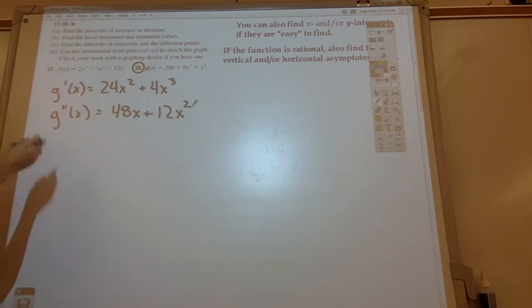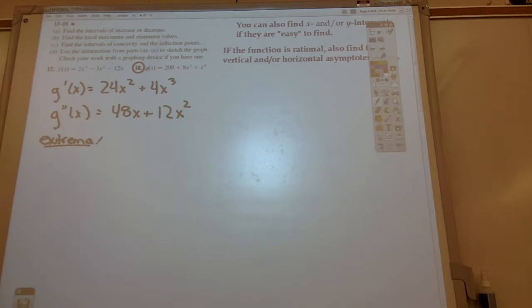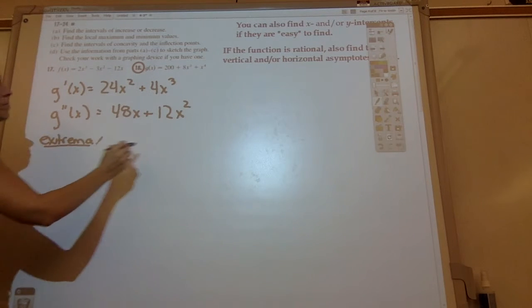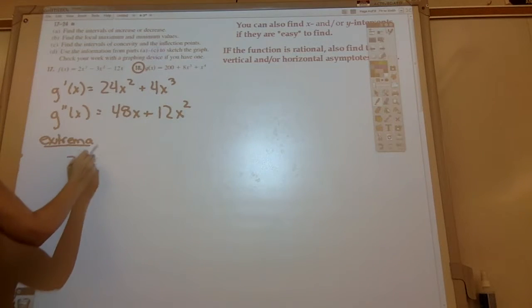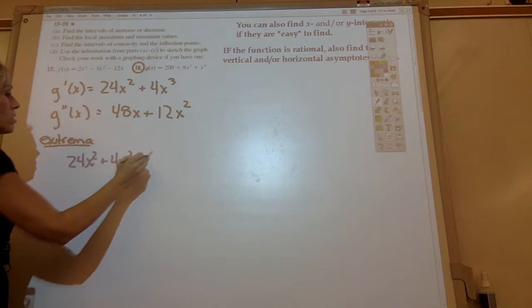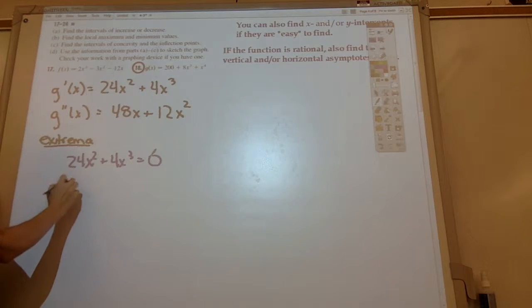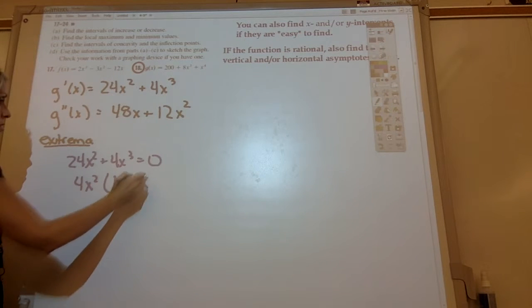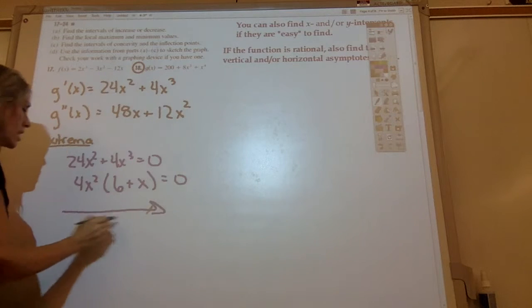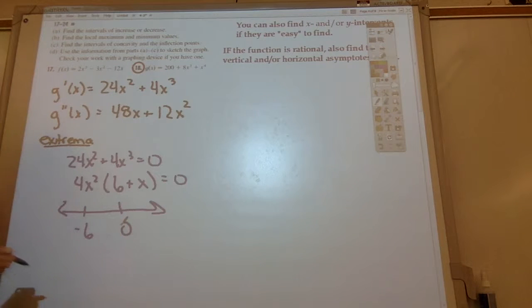Okay, so now let's do local extrema. Which derivative do we use for that? The first. So I'm going to take that. Right, set it equal to 0. Don't divide things away. Okay, you don't want to lose that x squared or you'll lose one of your points. So what can we do? Factor out 4x squared. And if you're good doing that in your head, that's fine. And then we can just put our -6 and our 0 on the number line.